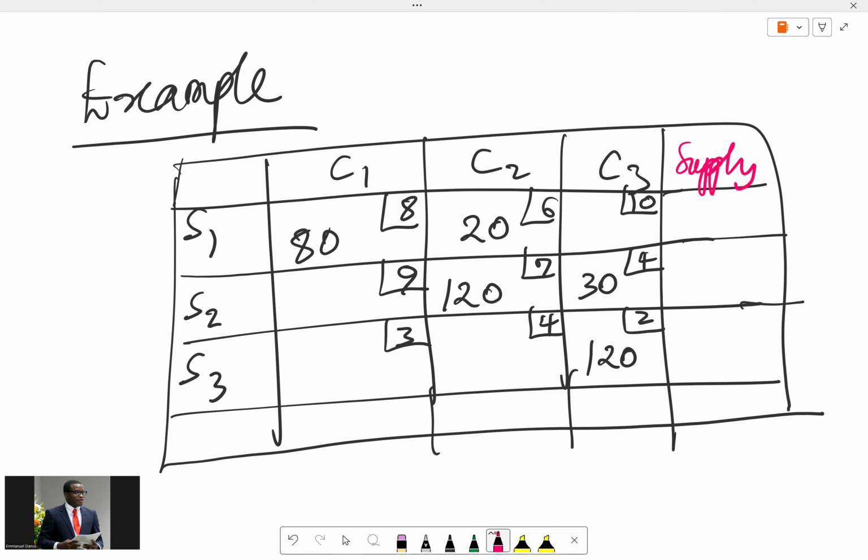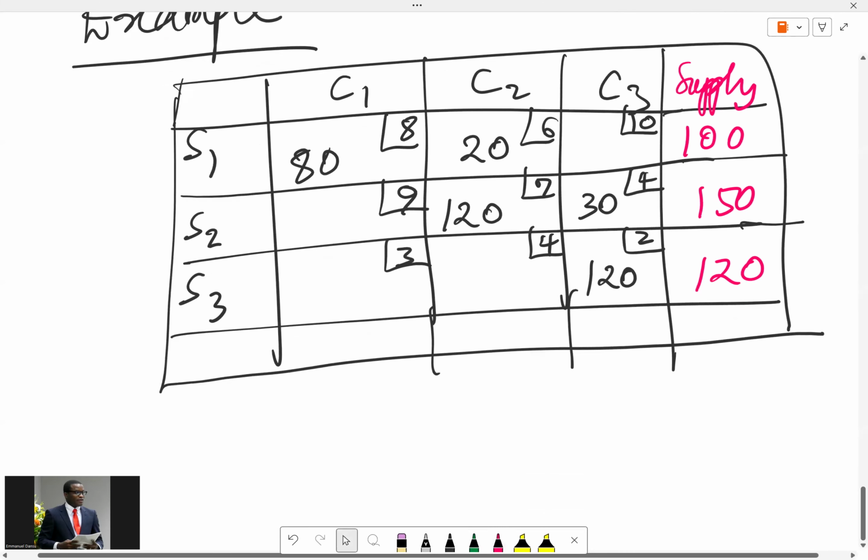As you can see, 80 plus 20 is 100. 120 plus 30 is 150. Then 120. So that the total is 370. And here we have the demand also, right?